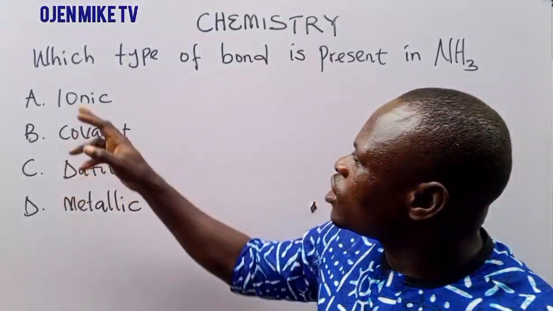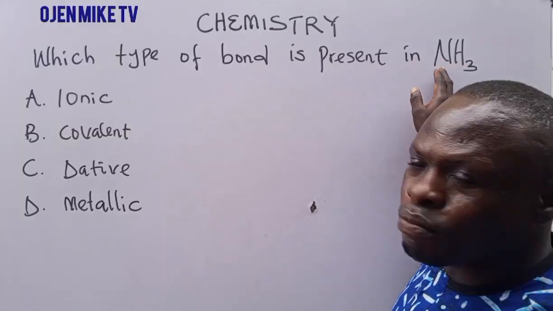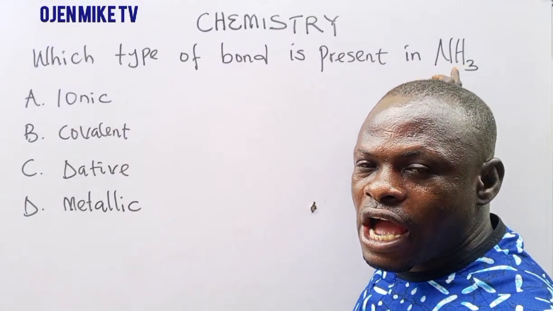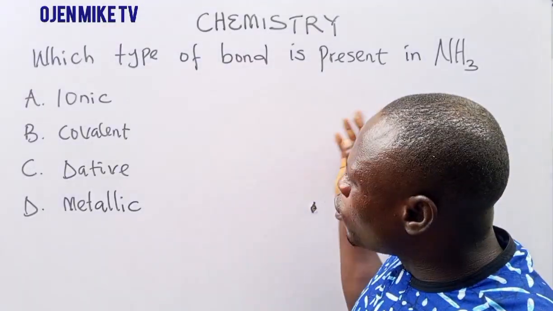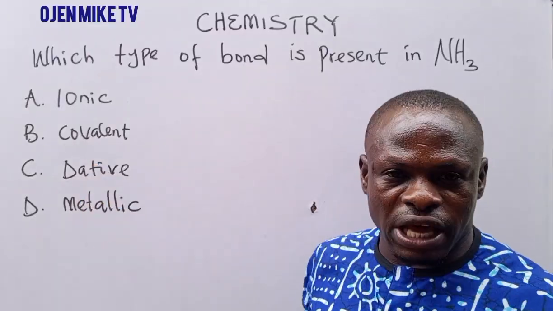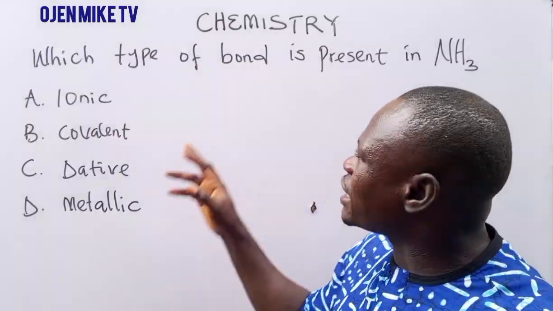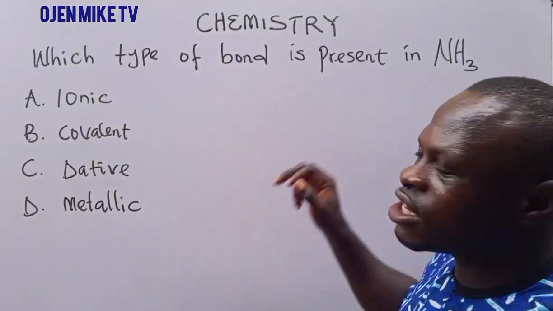This question we are asked: which type of bond is present in this molecule, this ammonia? We have a range of options: ionic, covalent, dative, and metallic. Now I'm going to illustrate all of them to see the kind of bond that is present in this molecule.